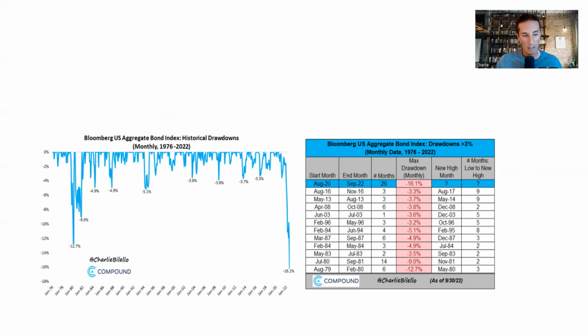And so, what we're seeing for bonds is what's now the worst drawdown in history for the U.S. bond market. So, the Bloomberg AG goes back to 1976. We're now at a 16% drawdown. That's the largest ever. And more importantly is the duration of this drawdown: 26 months. So we're at over 2 years since the bond market peaked back in August 2020, when interest rates were very low. And because they were so low, any increase in interest rates is going to cause extreme pain for bondholders who have duration.